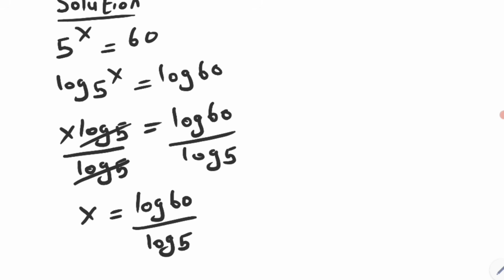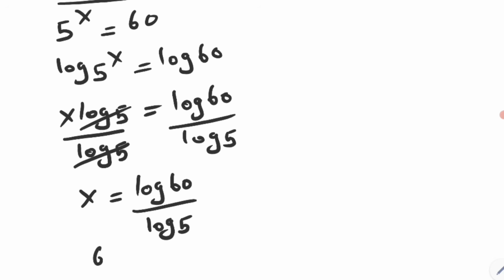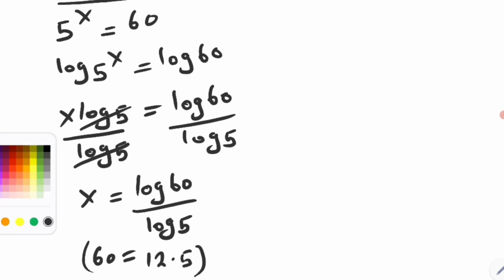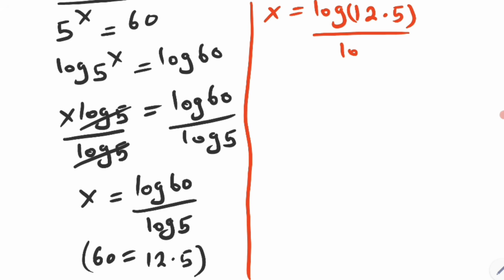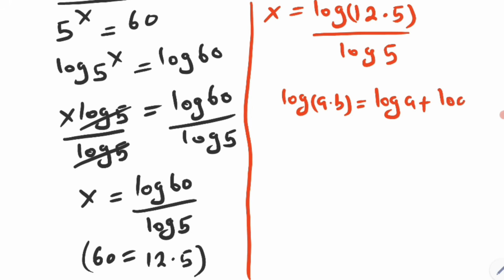But 60 is equal to 12 multiplied by 5. Then we have s is equal to log of 12 multiplied by 5 over log 5. If you have log A multiplied by B, this is equal to log A plus log B.